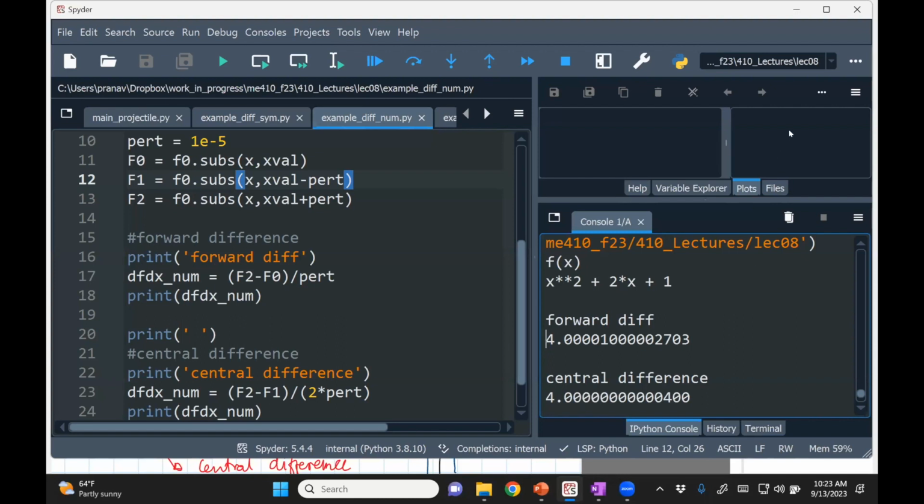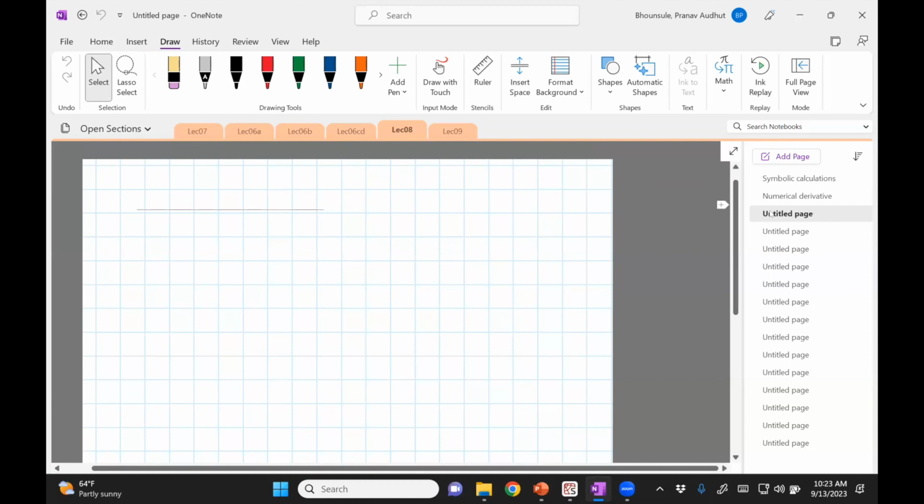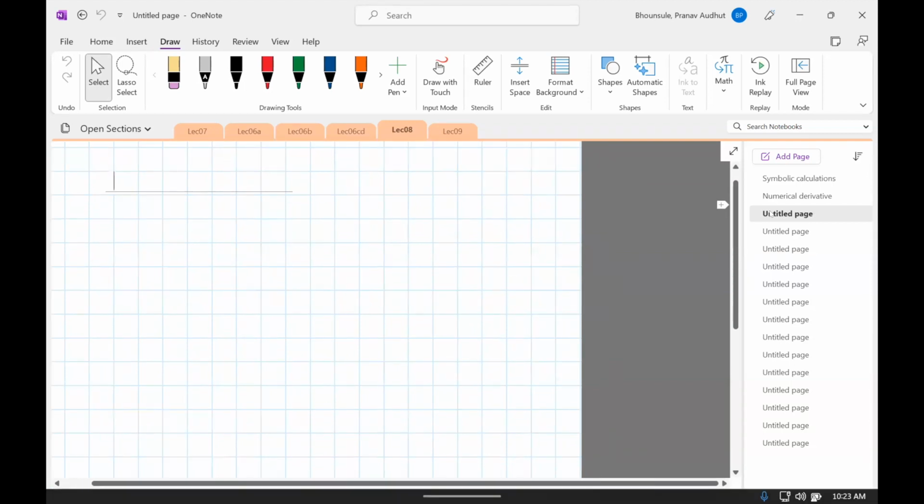Okay, let's get to chain rule. So we're getting to doing more complicated things. Let's talk a little bit about chain rule. This is sort of a revision of what you've done before.